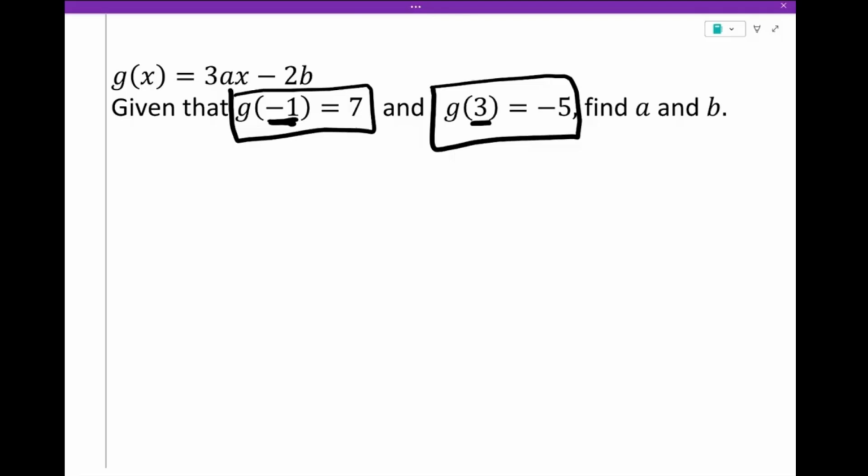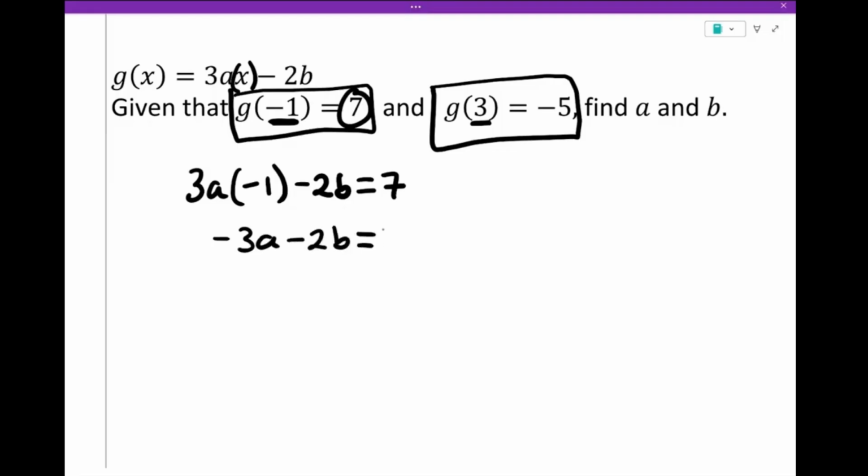So what I'm going to do is form an equation based off both of those circled bits of information. So let's start with the one on the left. I'm going to substitute negative 1 in for x. So if I put brackets around my x, I would have 3a multiplied by negative 1, and then we've got the subtract 2b. And this should be equal to 7. Now let's just simplify this. So negative 1 times 3a would be negative 3a, and then we got negative 2b is equal to 7. So I have an equation linking a and b.